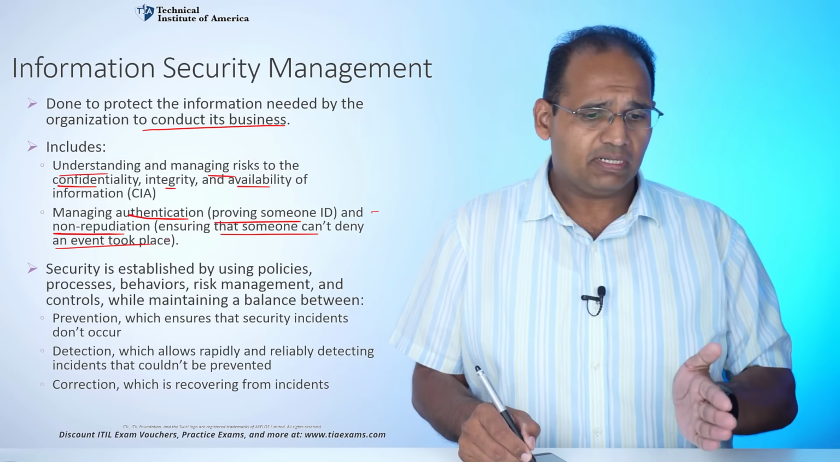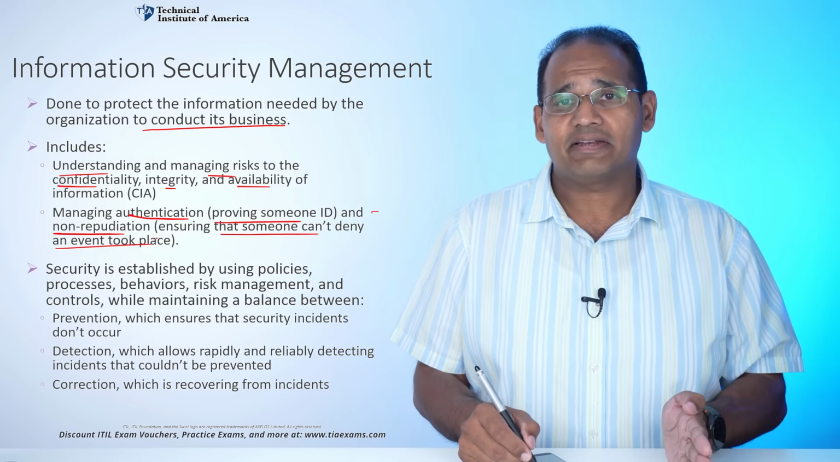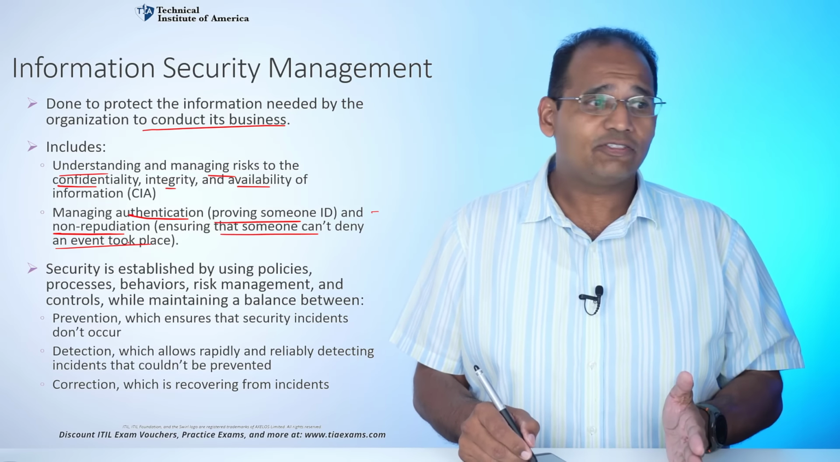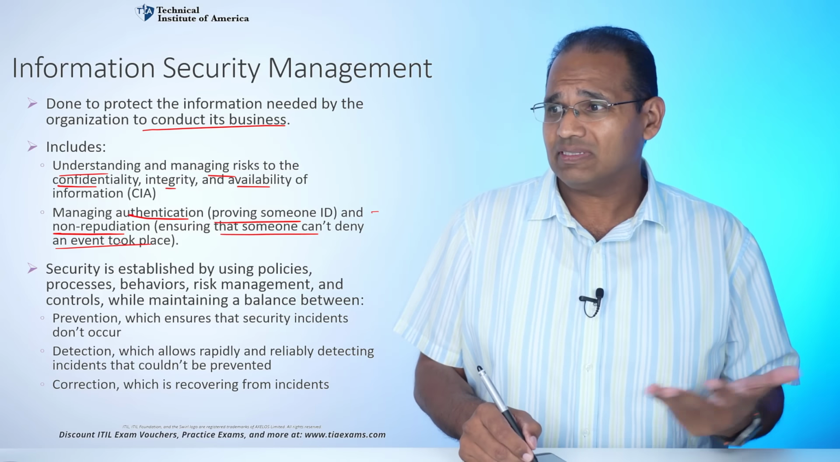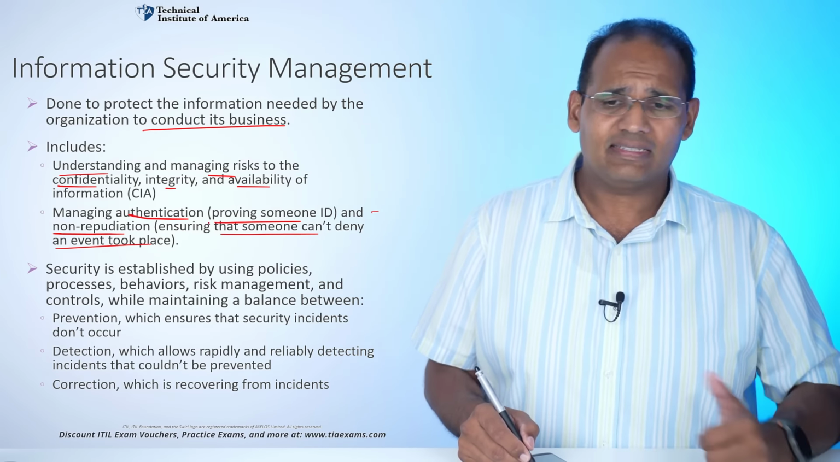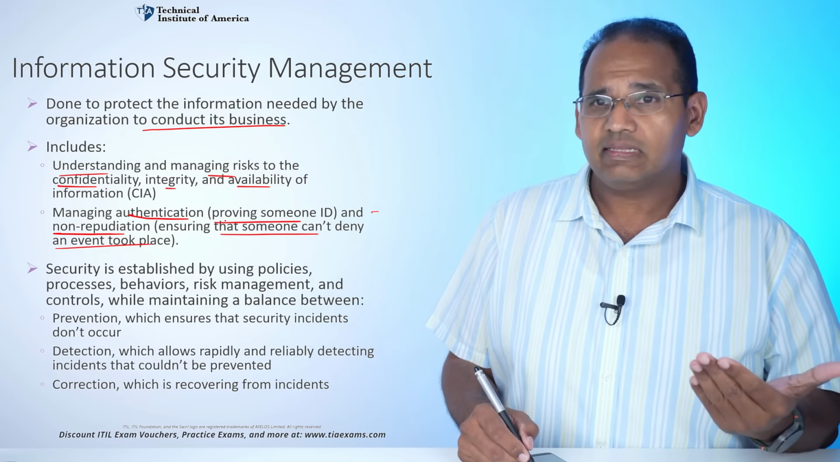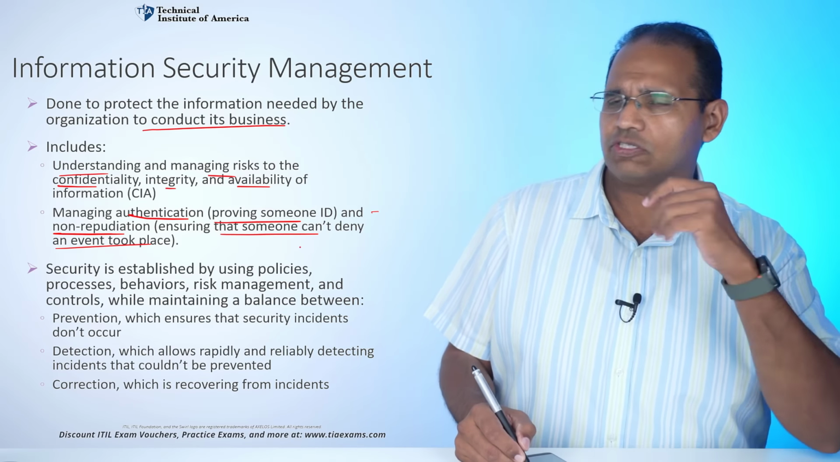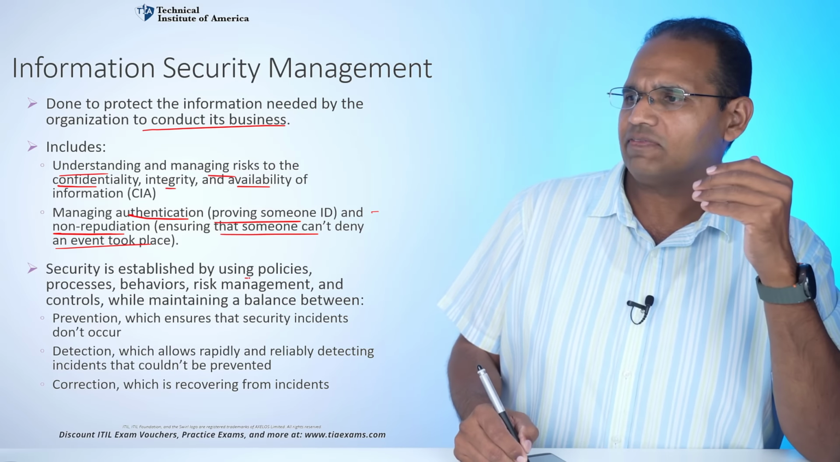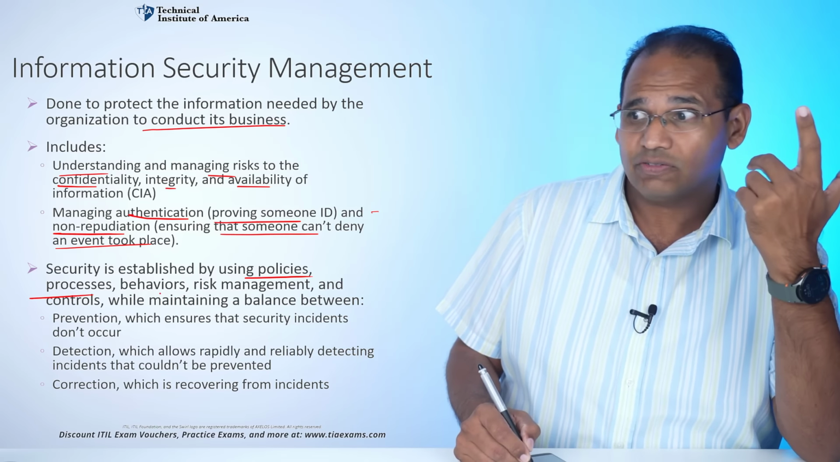So if someone committed a crime, if someone stole data, we need to have a system set up so that they can't deny it and say, "Hey, it wasn't me." One way of doing that is having physical cameras in place. If someone steals something and says, "It wasn't me, I didn't steal it," you can say, "Well, look at this footage, you actually stole it." Non-repudiation.